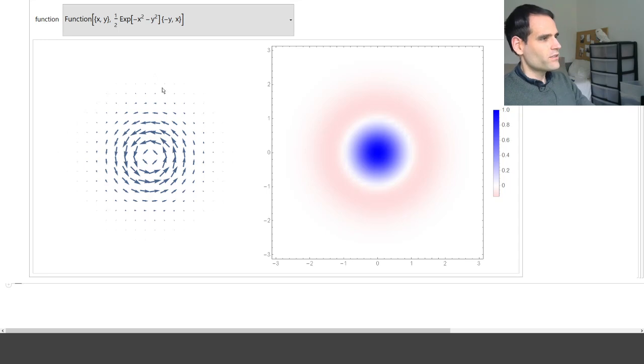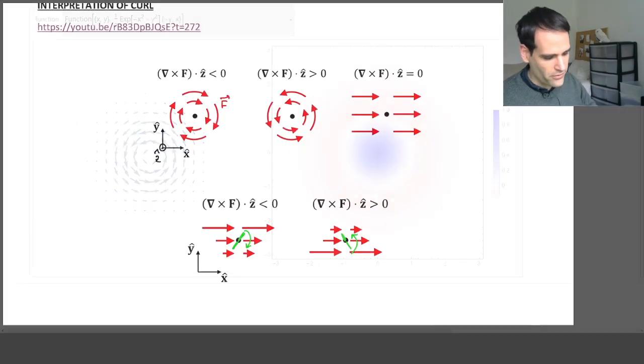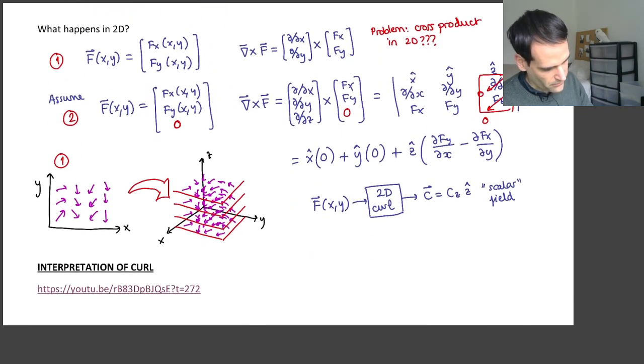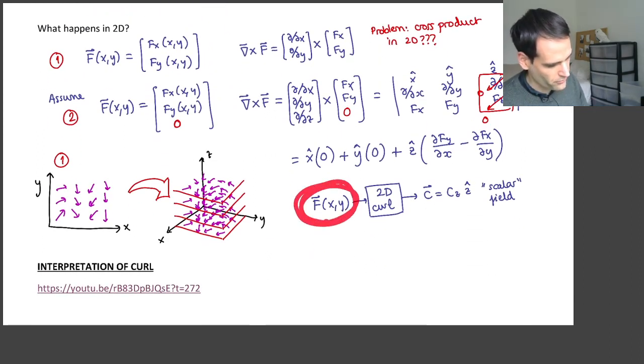And this looks like this nice whirlwind which decays exponentially as we get far away from the origin. Okay, so this is the vector field which is plotted on the left, and this will correspond to my input vector field in 2 dimensions.